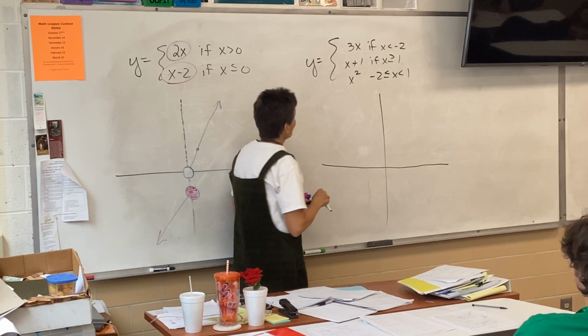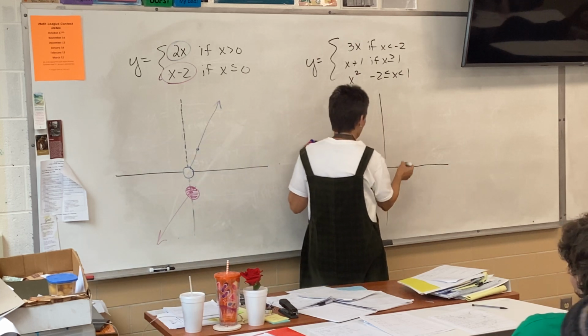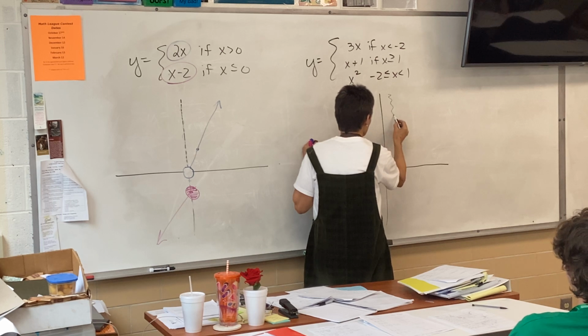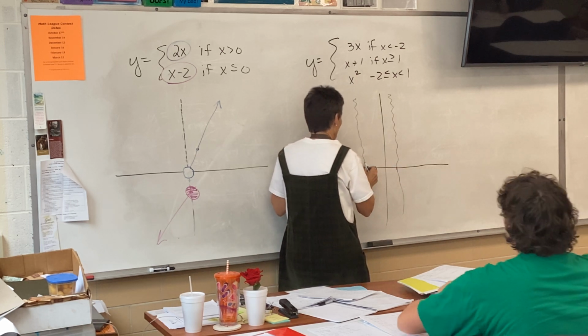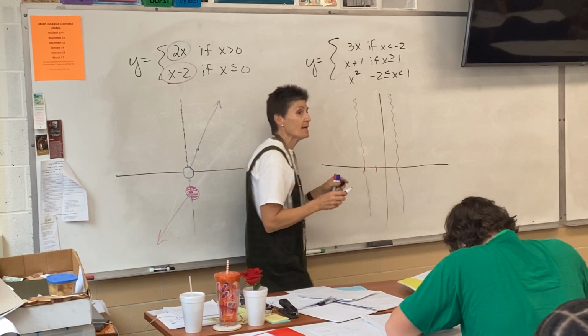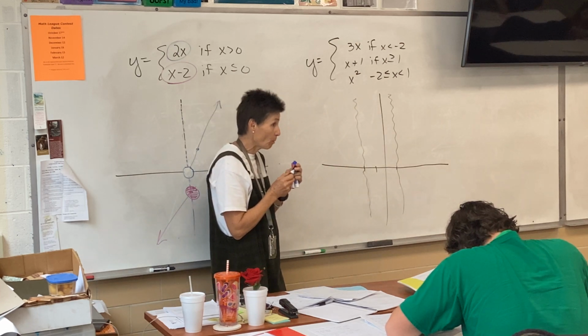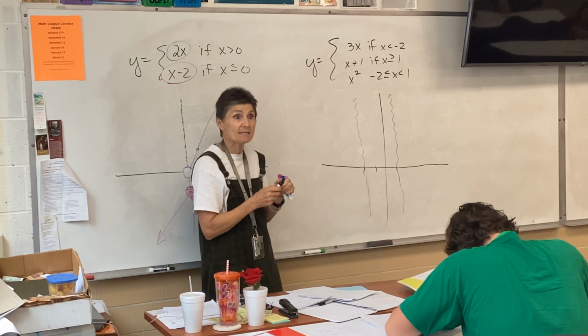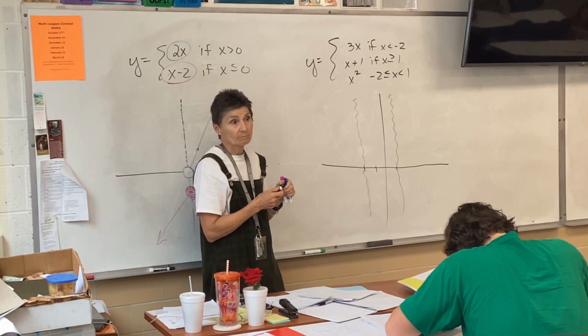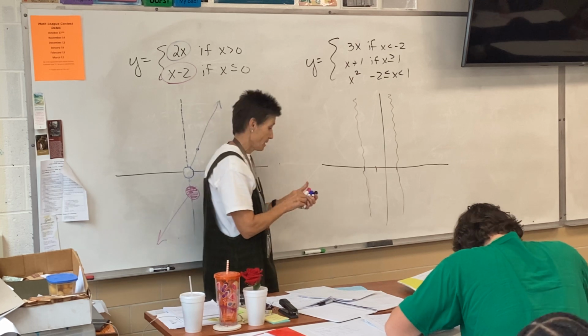We'll have 2 squigglies this time. We'll have a squiggly at 1 and a squiggly at -2. But that makes sense because it's a 3-part problem. So we're gonna have a piece on the left, a piece on the right, and a piece in the middle. Okay? All right, here we go.